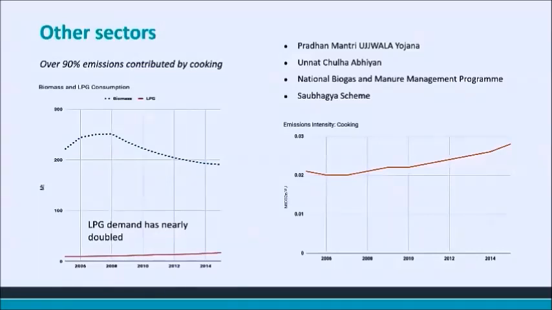Over the past decade, partly due to governmental push towards LPG and cleaner cooking, as well as improved access to LPG, biomass consumption for cooking has reduced, and LPG consumption has nearly doubled. LPG consumption in absolute terms is still much lower than biomass because it's a more efficient fuel. But since biomass is considered carbon neutral and LPG is a fossil fuel whose emissions factor is much higher than biomass's, the emissions intensity of energy of the cooking sector has increased overall, despite the fact that cooking has become cleaner in terms of indoor air pollution.